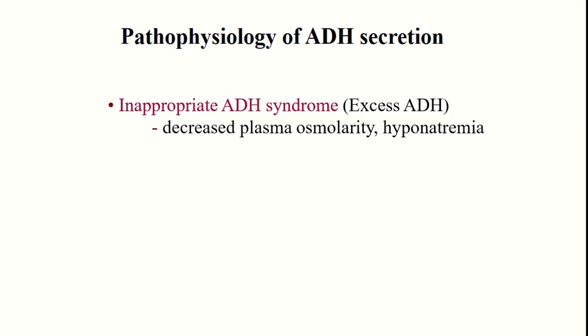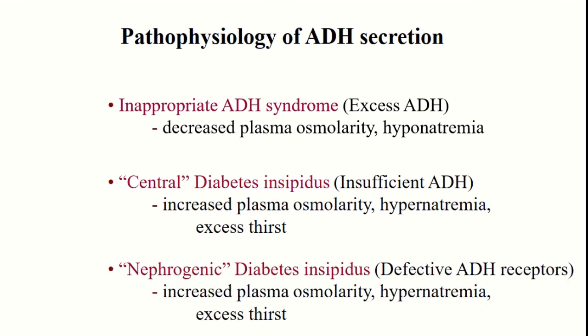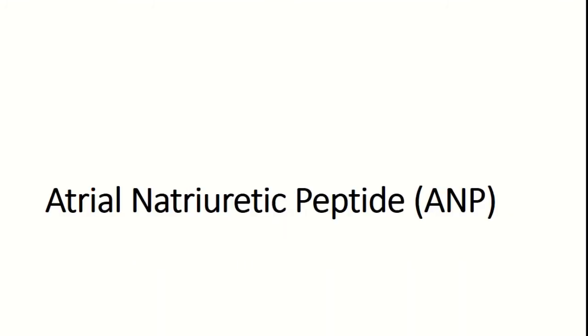So you have to remember, excess ADH secretion is called syndrome of inappropriate ADH secretion, and deficient or insufficient ADH secretion is called diabetes insipidus, which is either central, when ADH is not being secreted from the posterior pituitary or not being formed from the hypothalamus, or nephrogenic diabetes insipidus, in which we have defective ADH receptors. The next hormone that we will discuss is the atrial natriuretic peptide.